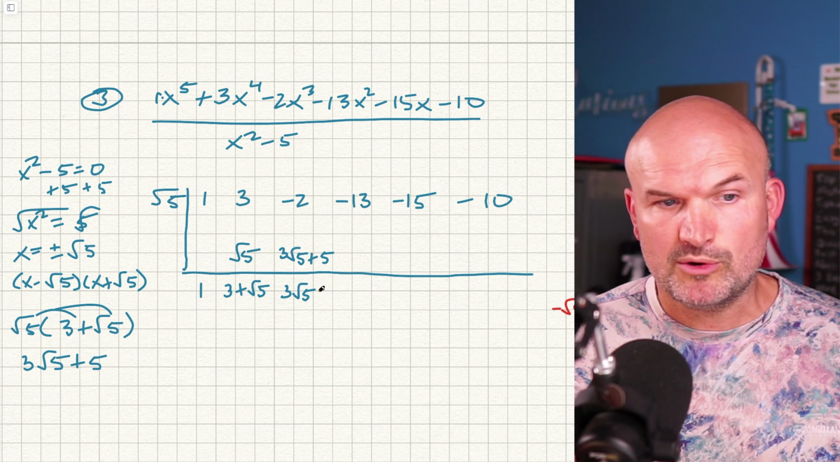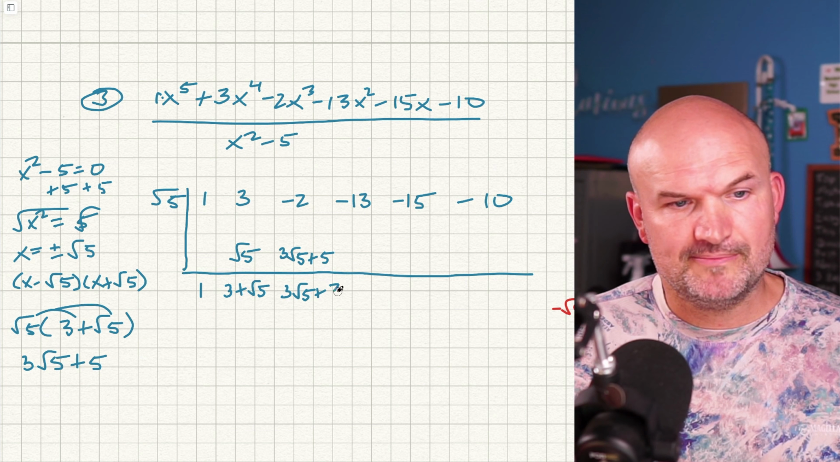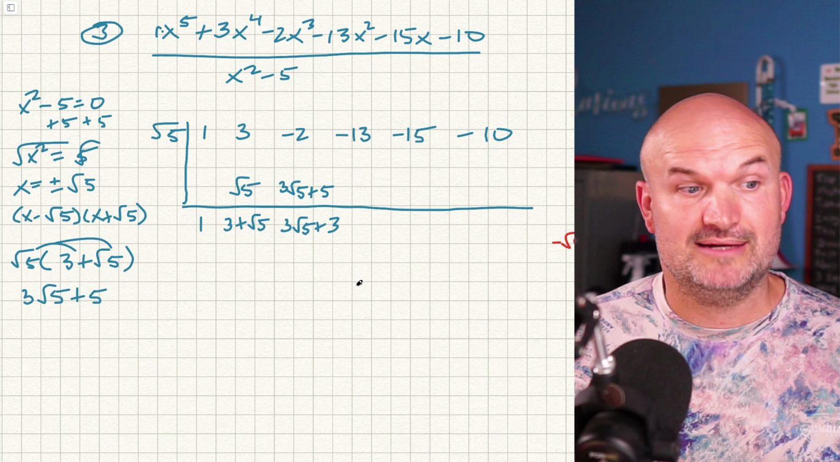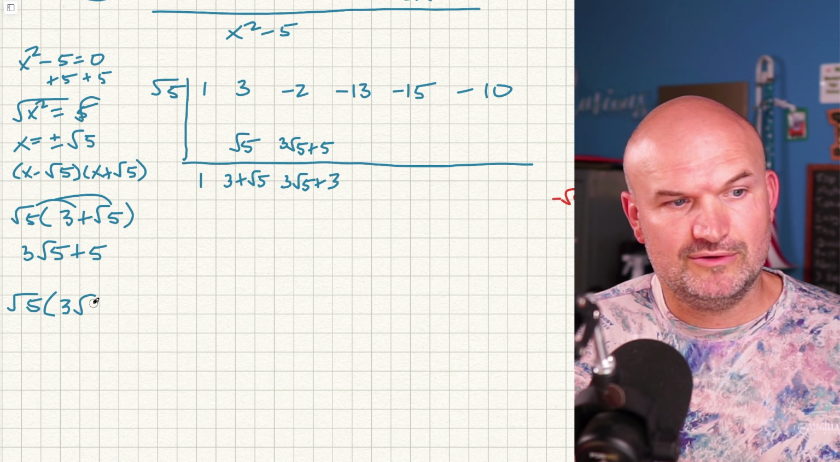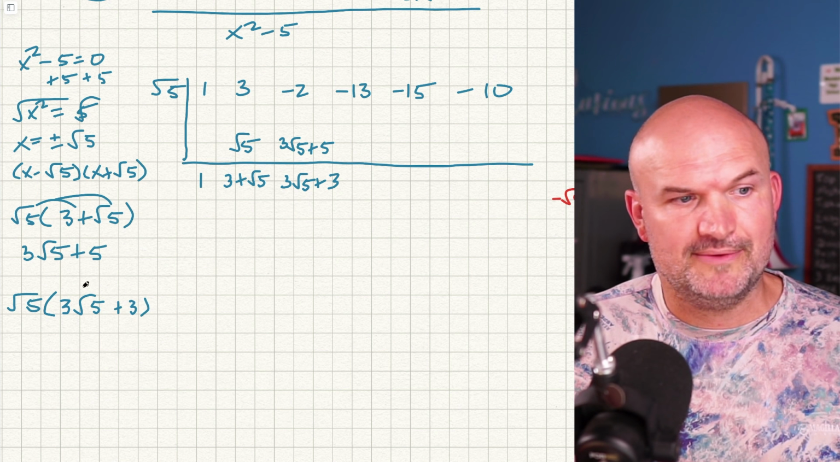I should have given myself a little bit more room. But anyways, that's a plus 3. Okay, now I got to multiply this times the square root of 5 again. But again, use a scratch piece of paper, right? I mean, don't make everything so difficult if it doesn't need to be.